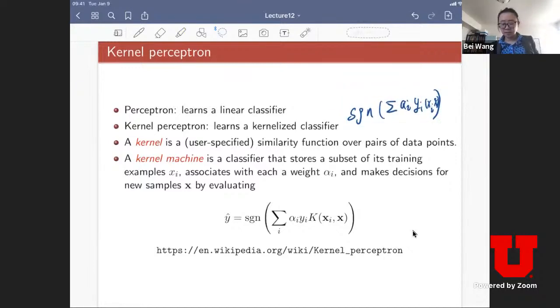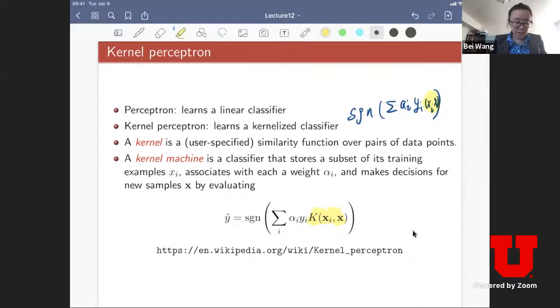Remember, this is just a re-expression of the classic perceptron algorithm where you have this dot product term here. Now, instead of using this dot product, it's replaced by any kernel function, okay? So if you think about what the dot product does, it's in some way measuring the similarities between these two vectors. But in here, I can use any other function to measure it.